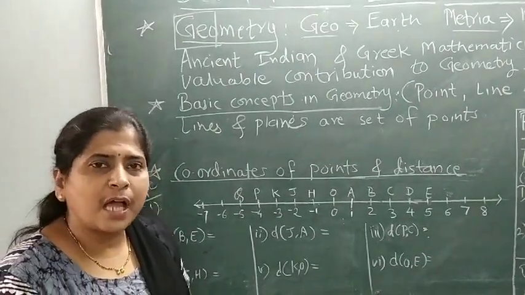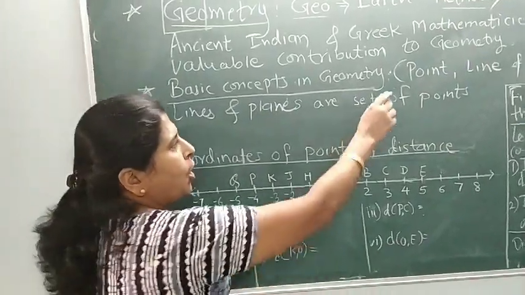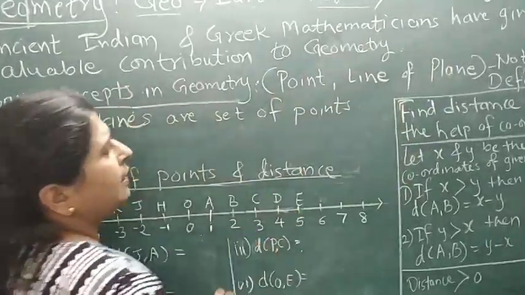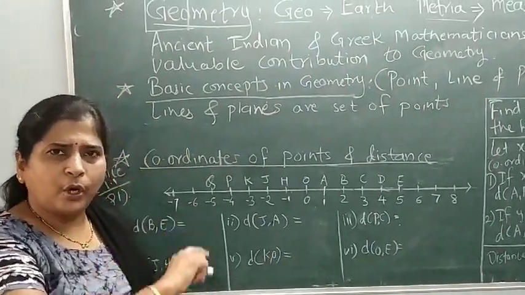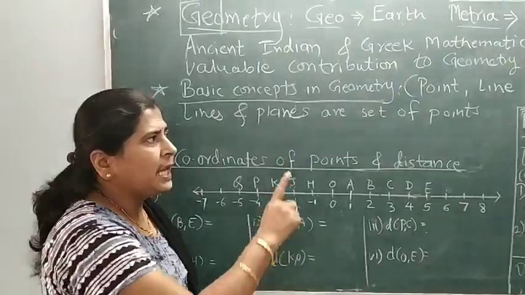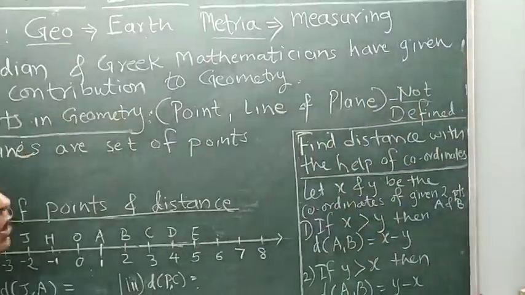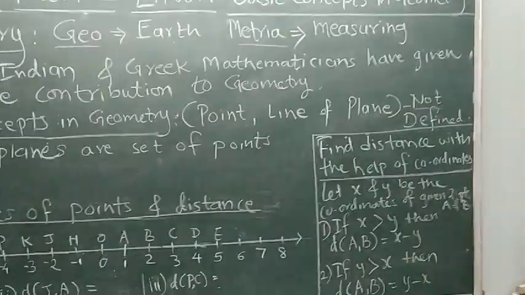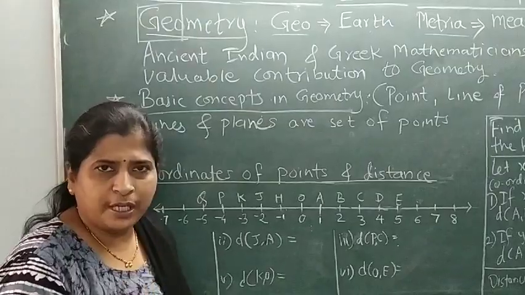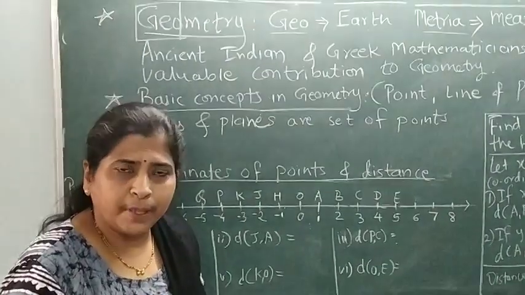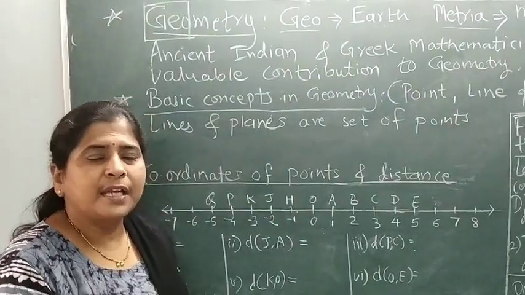Now let's start with the basic concepts of geometry. We know that point, line and plane are the three basic concepts of geometry. Why do we call them basic? Because they are not defined. We do not define these concepts, just as we do not define what a number is. They are so simple and easy to understand that no definition is required and they are accepted as they are.